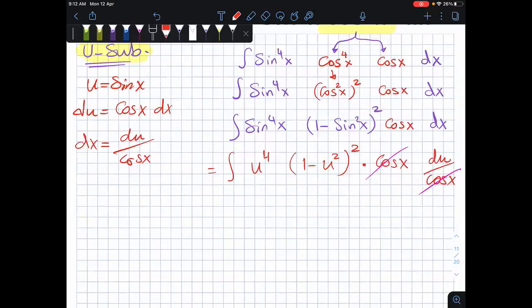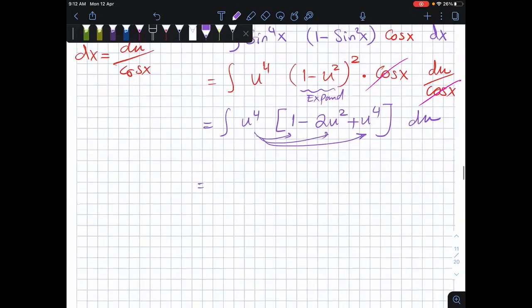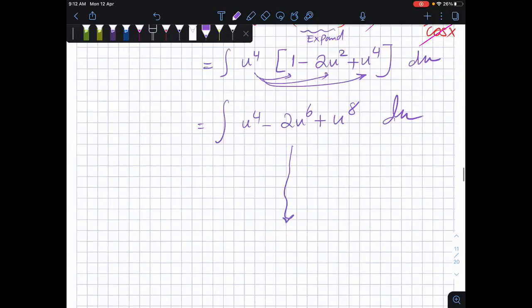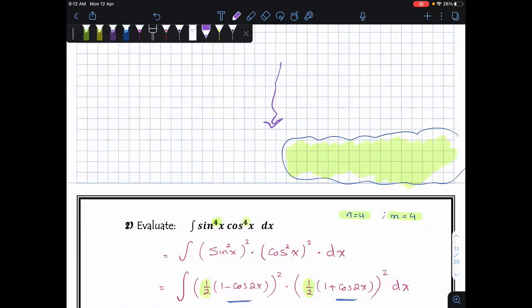Okay, the first thing is we expand: u to the power of 4 times 1 minus 2u squared plus u to the power of 4 du. Distribute the u power 4 inside: u power 4 minus 2u power 6 plus u to the power of 8. Great. No need for these parentheses. du. And then integrate, and return to u. So that's the final answer. Write the answer here.